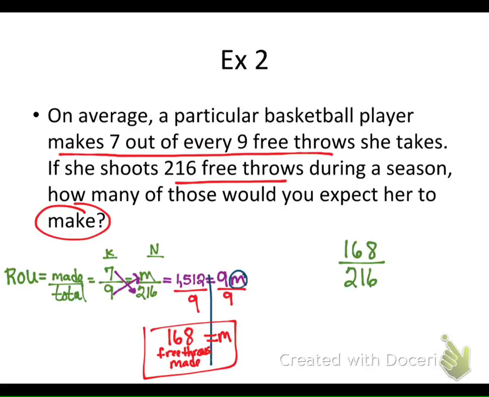168 divided by 216 times 100. So basically, you took the fraction and changed it to a percent. So she made 77.7777%, which we'd round up to the nearest whole percent, which would be 78%.